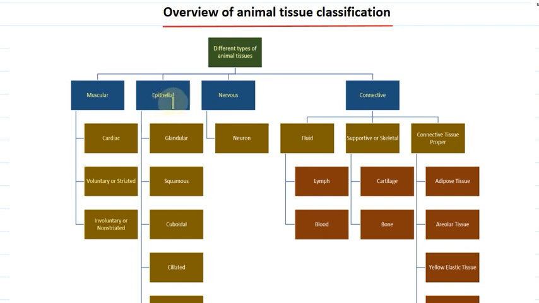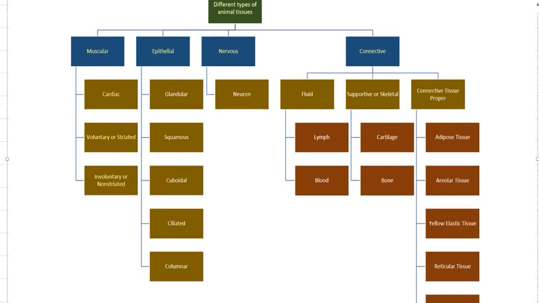Then we will study about the epithelial tissue. So what are epithelial tissues? They are thin protective layers of cells that cover the surface of our body and line the internal organs. So epithelial tissue can be further classified into following types, that is the glandular tissue, the squamous tissue, the cuboidal tissue, ciliated tissue and columnar epithelial tissue. So these are the different types of epithelial tissues.